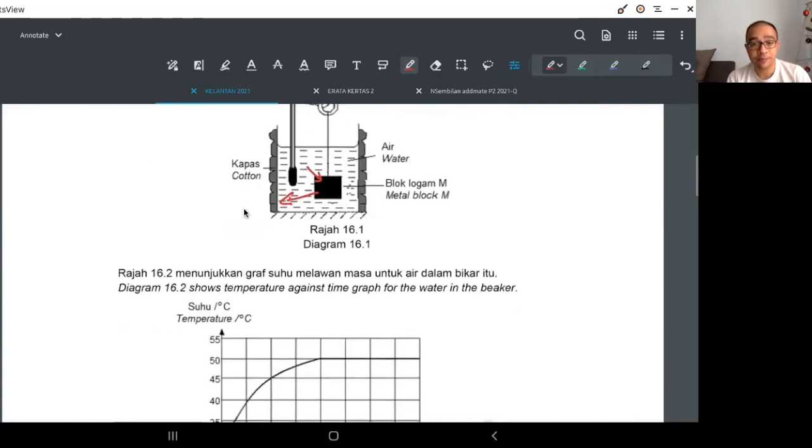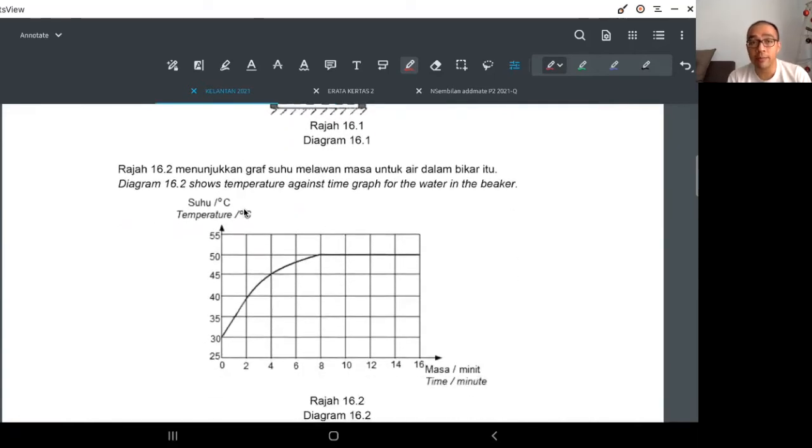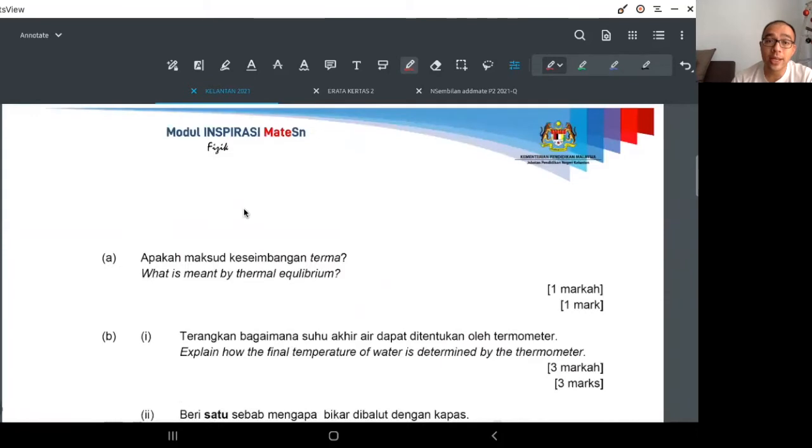Thermal equilibrium. This graph shows the temperature against time. We find that at the beginning, the temperature of the water in the beaker will increase, and then finally they will reach a steady temperature of 50 degrees Celsius. When the temperature is unchanging, that means thermal equilibrium has been achieved. So what is the definition of thermal equilibrium? That is the first question they will ask.